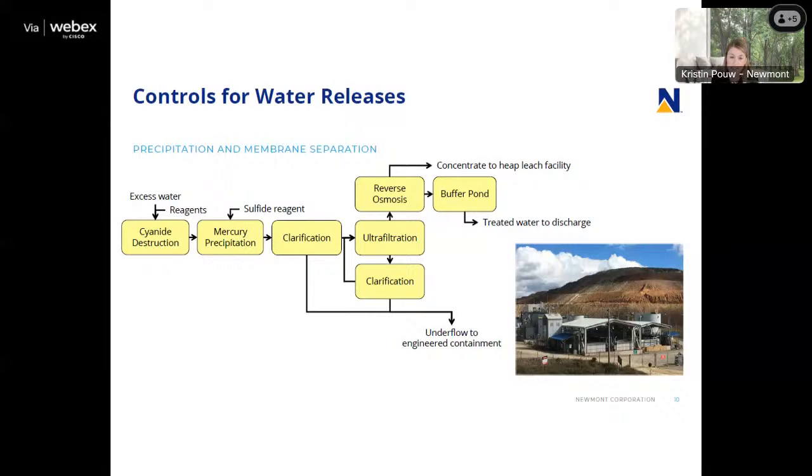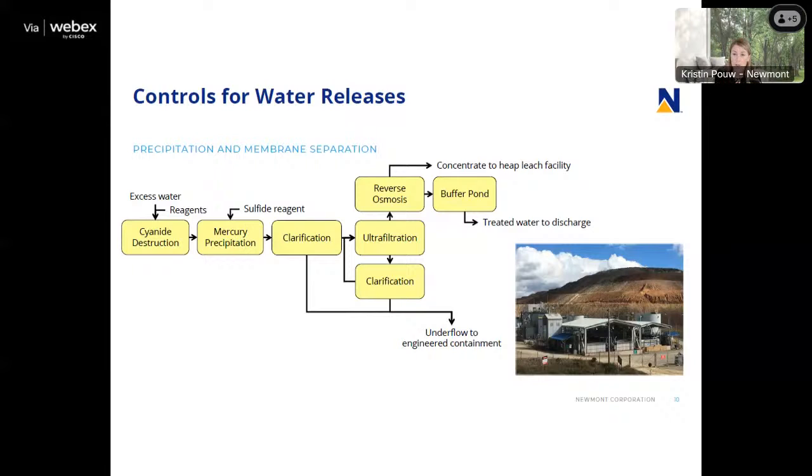So for water releases, I mentioned that at Yanacocha, emissions to water are controlled with active treatment. And in this case, they're specifically precipitation and membrane separation. So if we follow along this flow sheet that I have here, after destruction of cyanide, a sulfide reagent or a polyorganosulfide reagent is added to precipitate mercury. Then a flocculant is added to promote agglomeration and settling of those precipitates within a clarifier. And clarifier overflow is polished in a membrane-based treatment process, first passing through ultrafiltration and then through reverse osmosis.